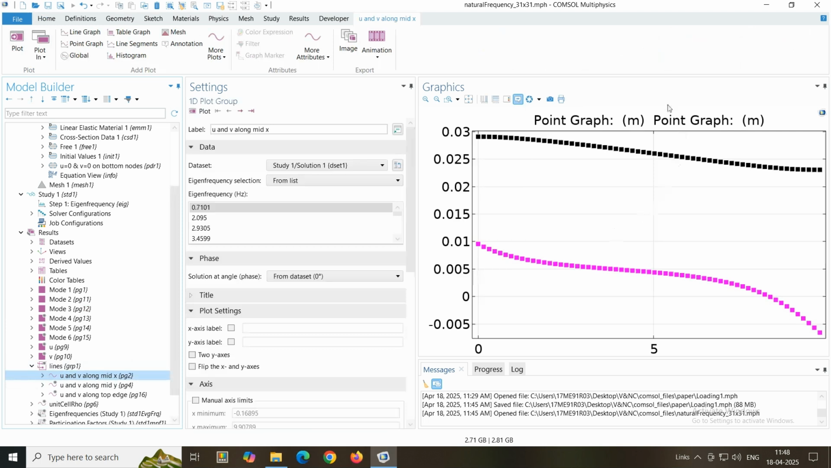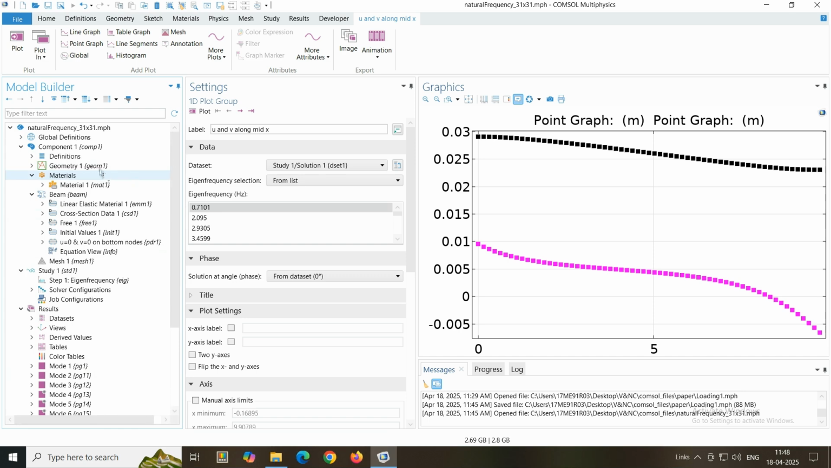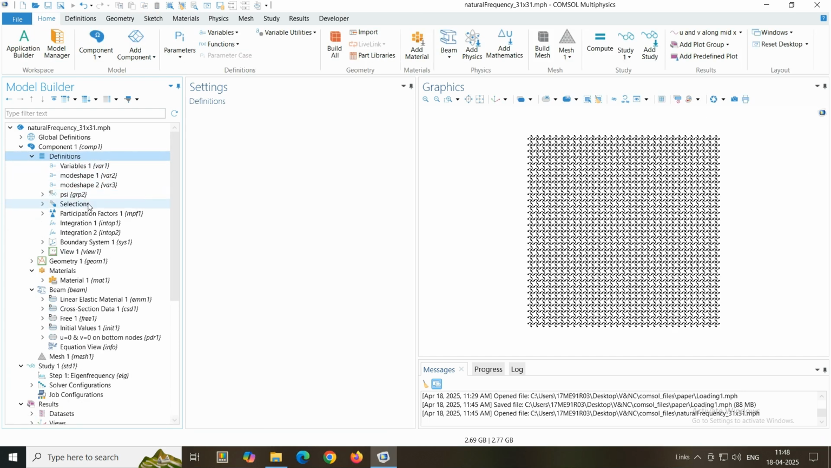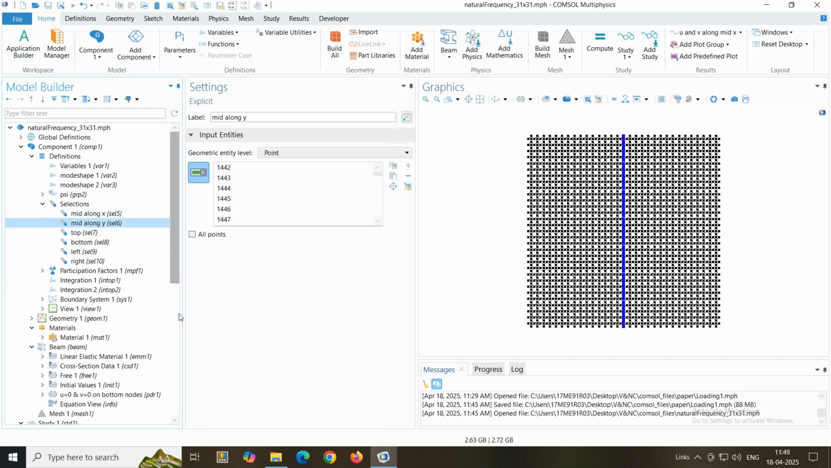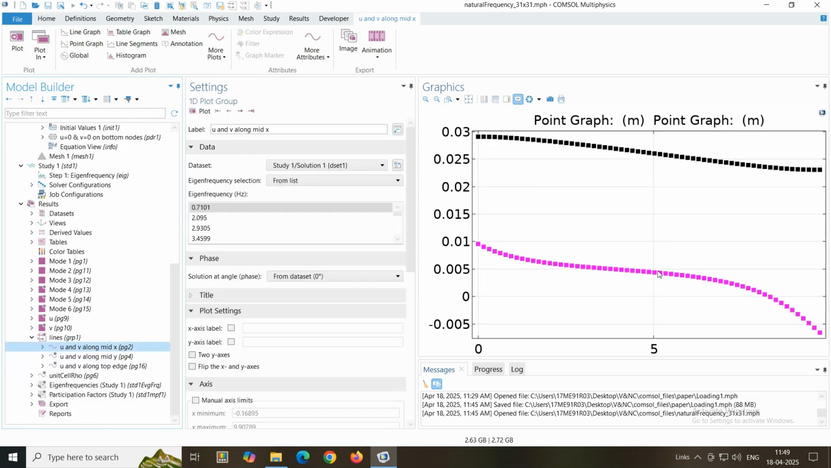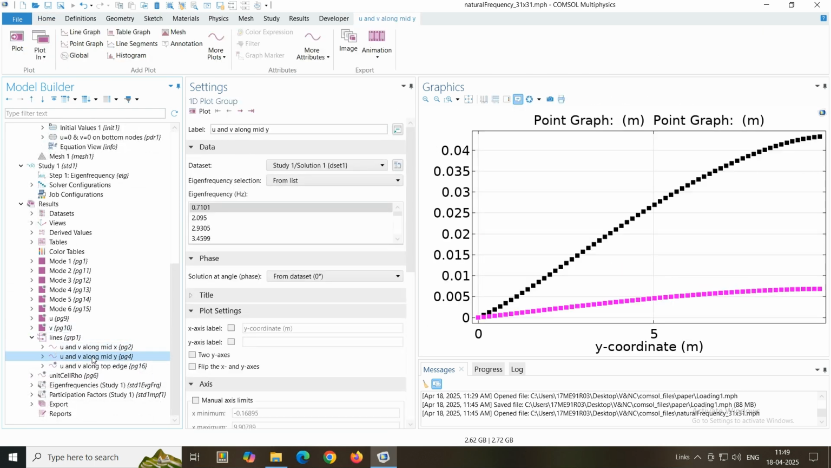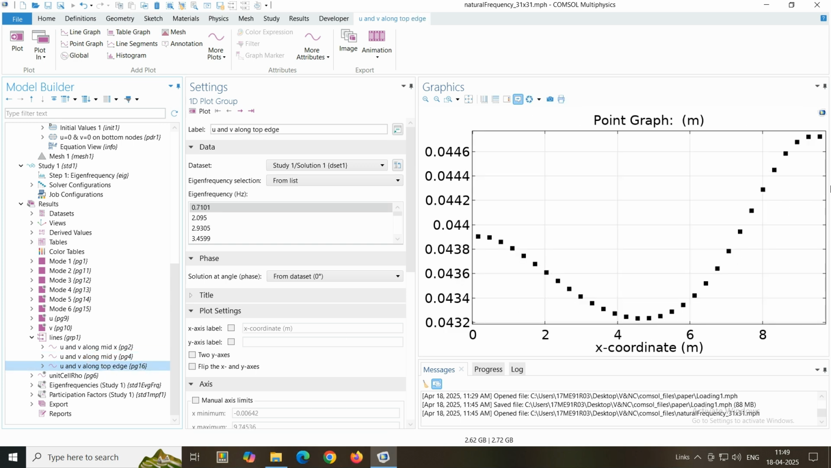Here are the U and V displacement plotted along this line and this line. I'll show where I'm plotting it. So this is along X and this is along Y, then the top edge. All of these are for the first mode shape. Similarly, we can change the mode shape and see how it changes.